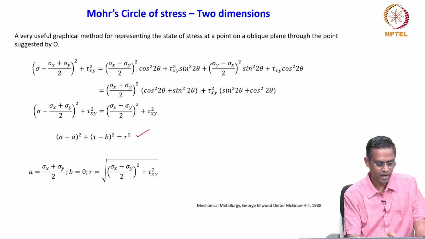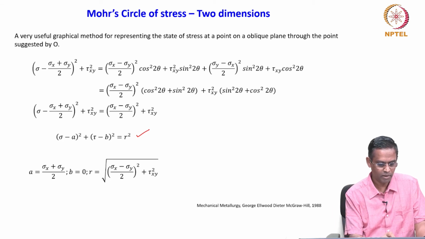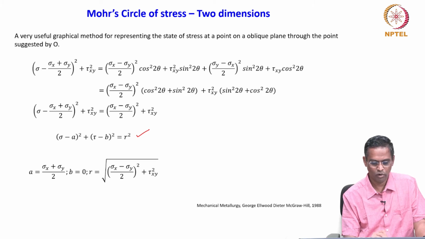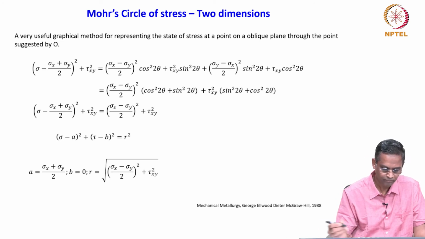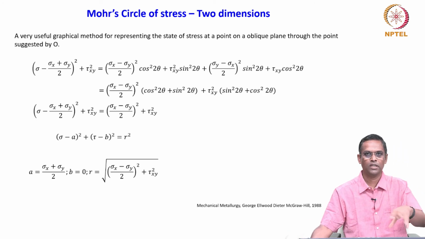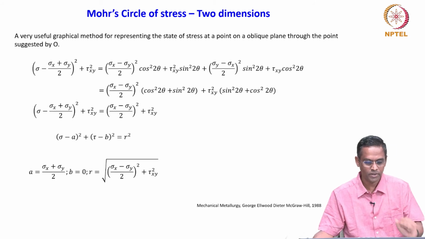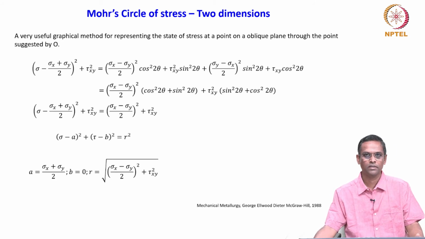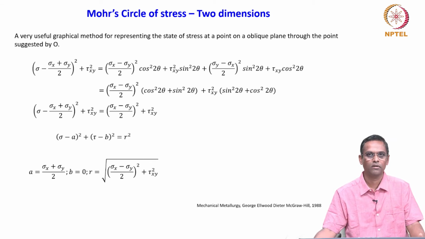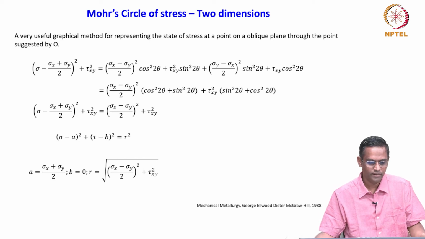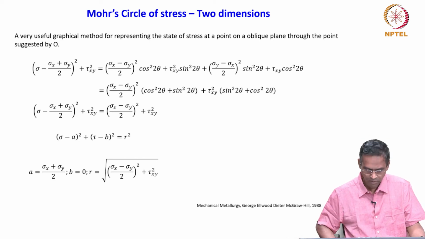Okay. So, where a is (sigma x plus sigma y) by 2, b is equal to 0, and r is the square root of (sigma x minus sigma y) by 2 whole square plus tau xy square. So, this is exactly the equation of the Mohr circle, the circle. This way of representing the state of stress in 2 dimensions is called the Mohr circle.